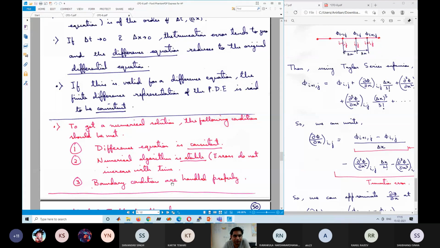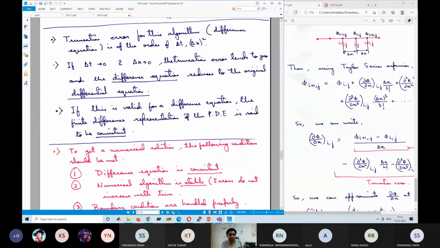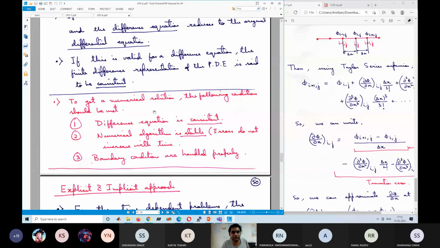And the third thing is that the boundary condition should be taken care of properly, which we have already seen, that the algorithm should take into account the boundary conditions properly. If these conditions are met, we will be able to get a proper solution.